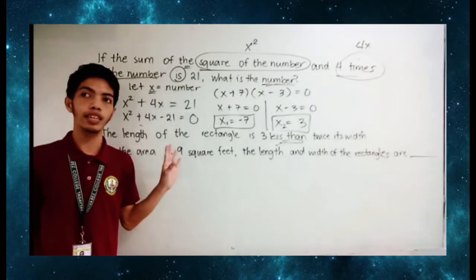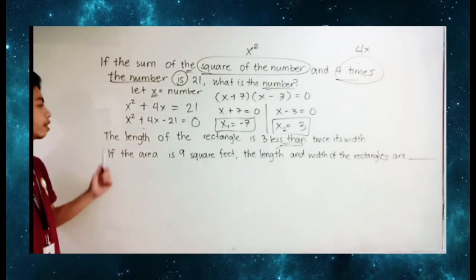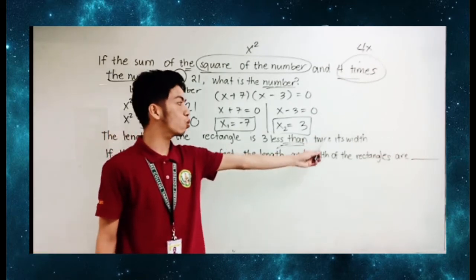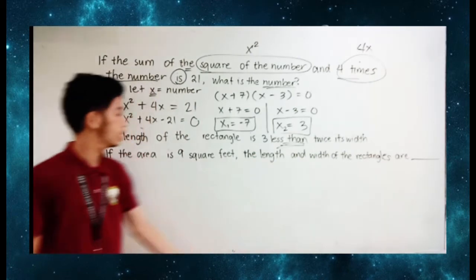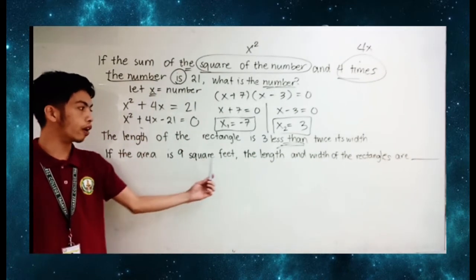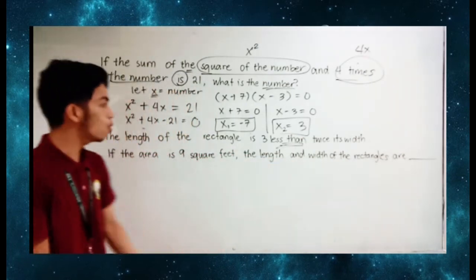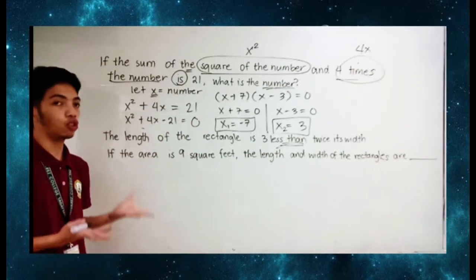Let us consider the next problem. The length of the rectangle is 3 less than twice its width. If the area is 9 square feet, the length and width of the rectangle are? So, paano natin siya isusolve?